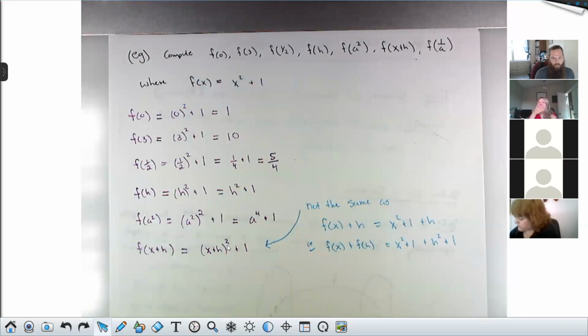I wouldn't want to undersell the importance of understanding expressions like this, and how readily we can confuse them for things like this. So the plus h is happening on the inside, which means it's a part of the input, which means you just need to replace in parentheses the x or whatever your independent variable is in your formula for the function with whatever is inside the parentheses here.